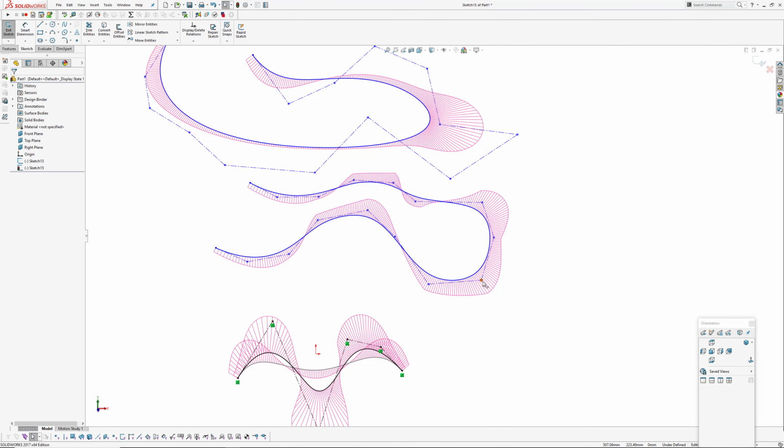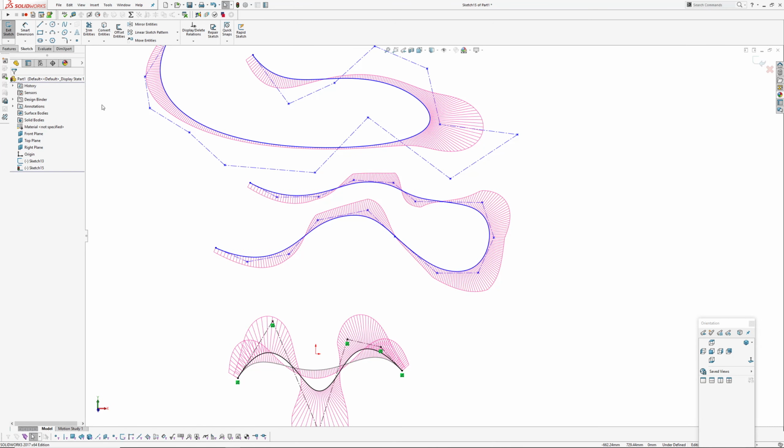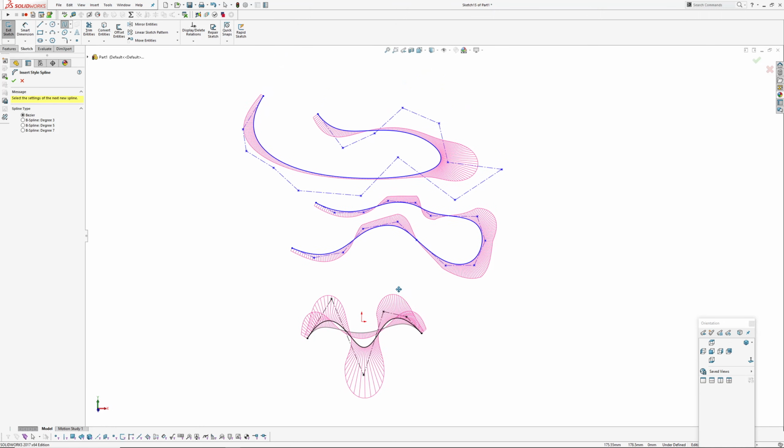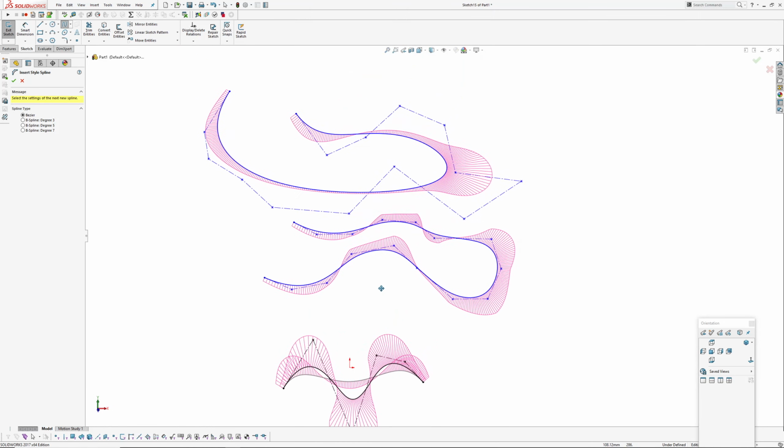So I pretty much never use these multi-span B-splines in Solidworks. Pretty much always use a Bezier single span curve. It's just the way I've set up myself to work, and also in Rhino.